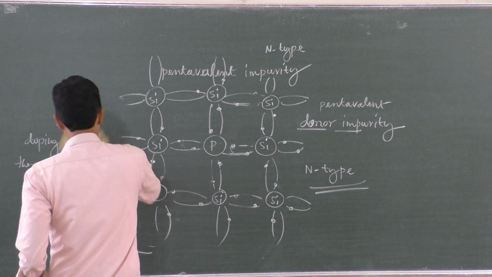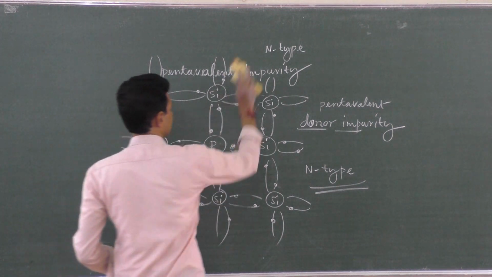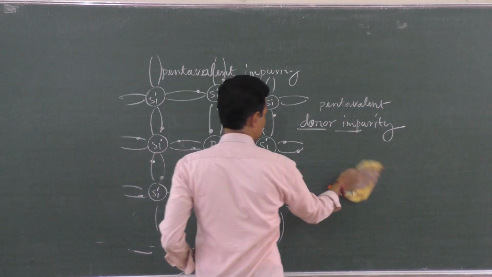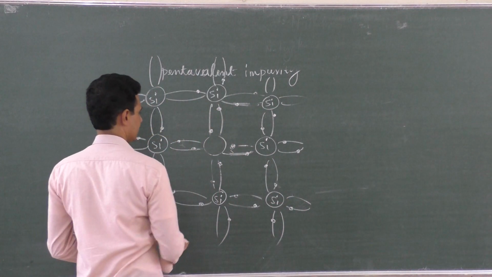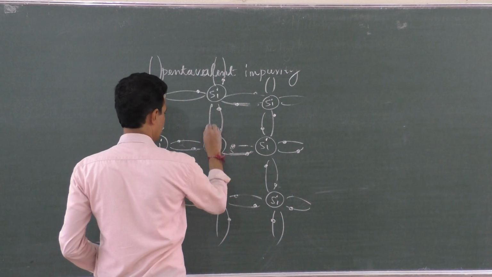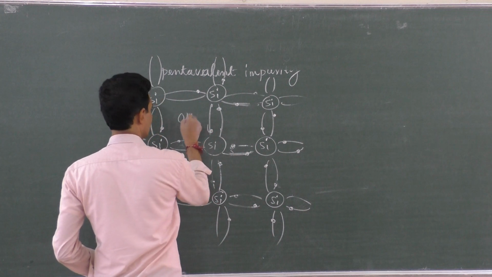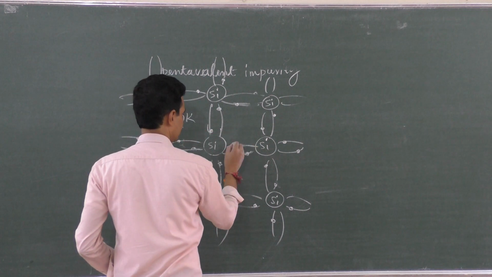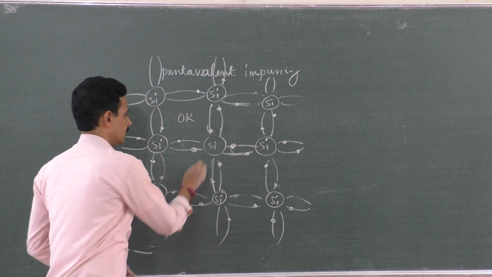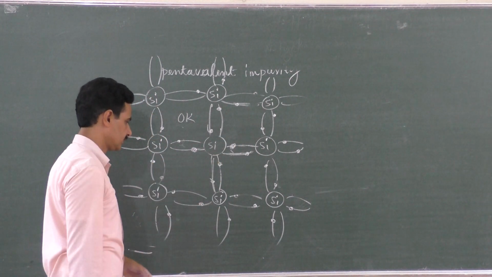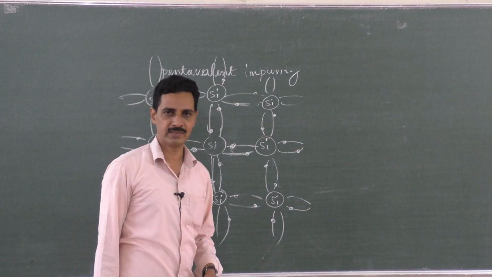Okay, now we will go to P-type semiconductor. What is a P-type semiconductor? A trivalent impurity is added instead of silicon. Suppose this is silicon at 0 Kelvin. Remember, at 0 Kelvin, what happens? All the bonds are intact, no electron is free, silicon is a perfect insulator.